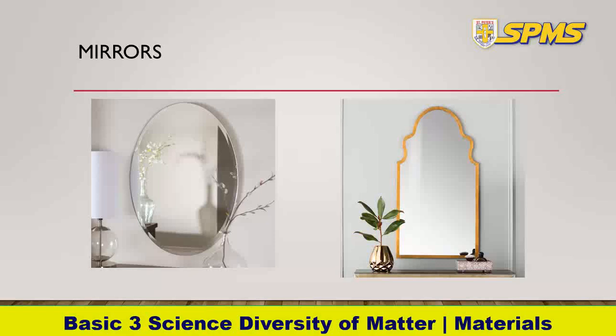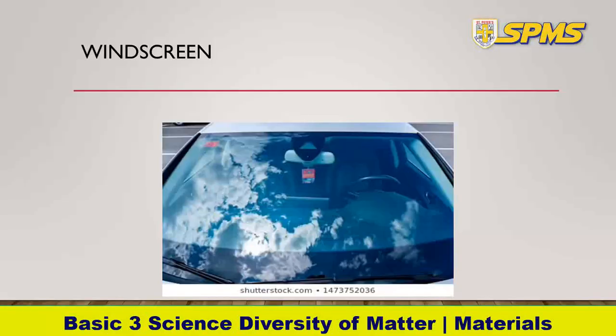Let us move on to our next example. We have the mirror. So mirror is made from what? Glass. And then we have the windscreen. You can locate the windscreen on a car. The wider part in front of the car. That is where the driver or the passengers in the car see through. So the windscreen is made from glass.